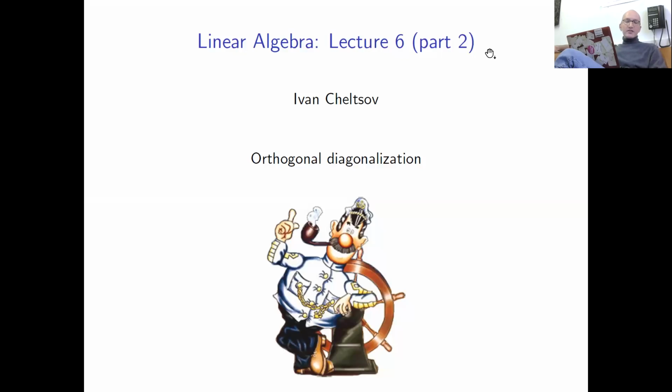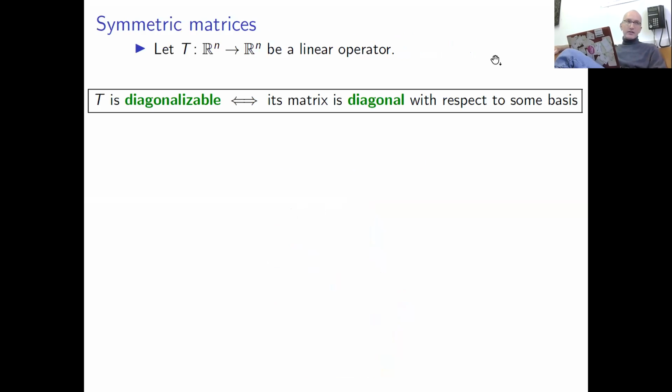Hello, this is the second part of the sixth lecture of linear algebra, and in this part we return to our topic of diagonalization. But now we consider diagonalization of symmetric matrices and of a very special kind, which is called orthogonal diagonalization. Let me state the main result of this part of this lecture, and this is, in my opinion, the main result of this lecture.